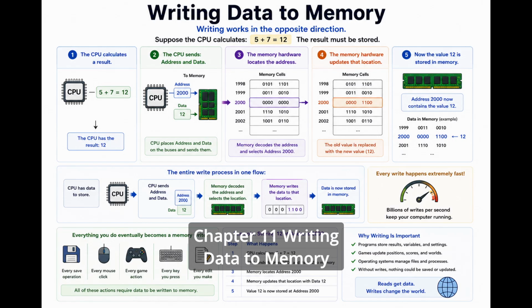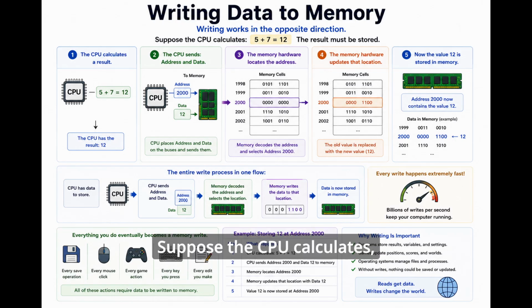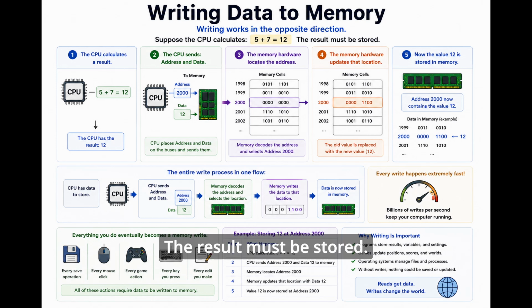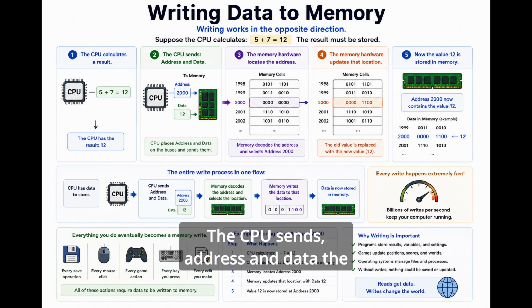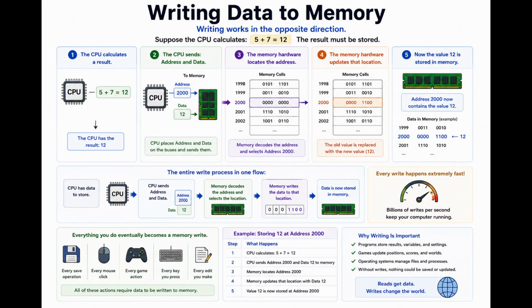Chapter 11 Writing data to memory. Writing works in the opposite direction. Suppose the CPU calculates 5 plus 7 is equal to 12. The result must be stored. The CPU sends address and data. The memory hardware updates that location. Now the value 12 is stored in memory. Every save operation, every mouse click, every game action eventually becomes a memory write.